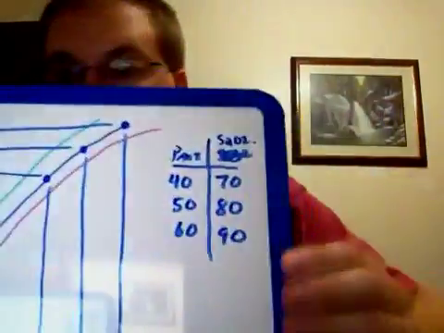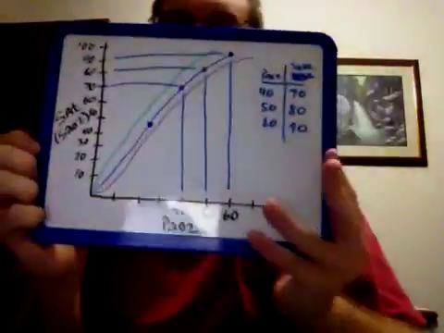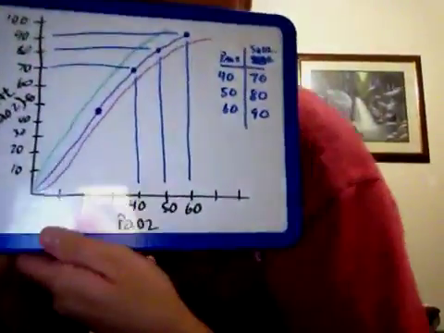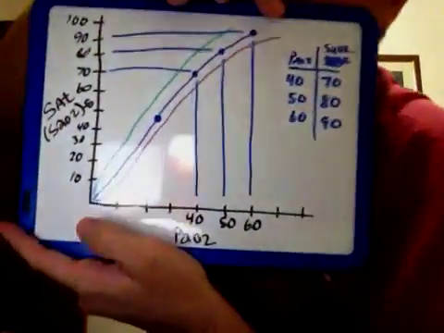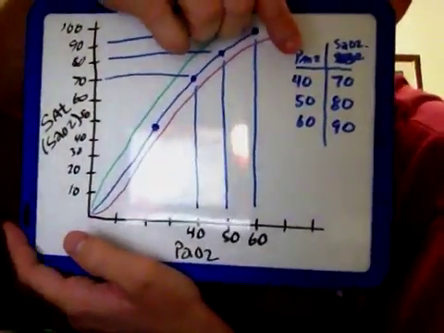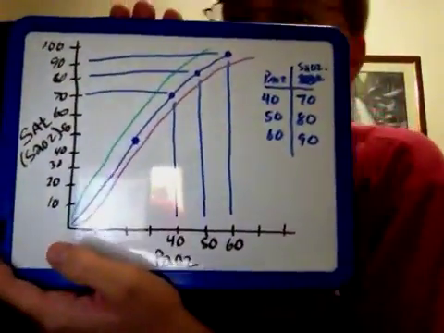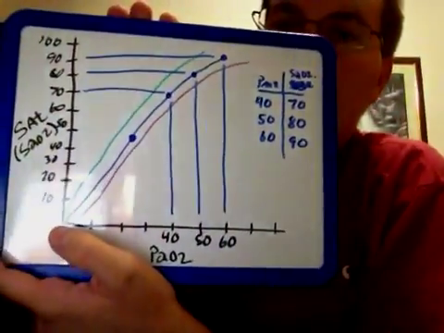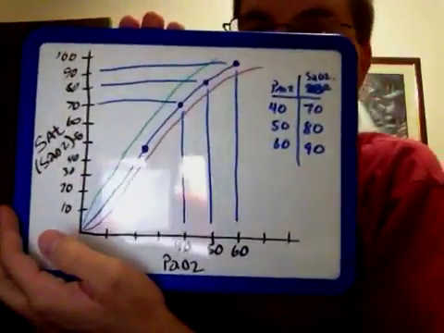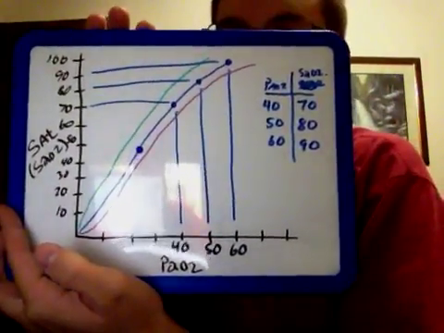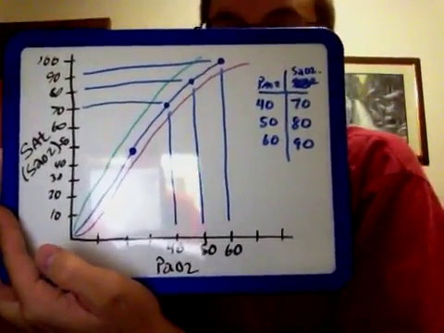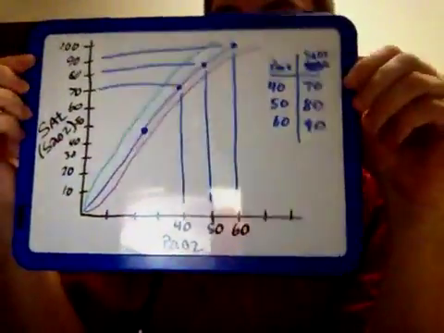And so I've actually drawn that for you guys here. I might have to back up just a little bit. If you look over here, I have my PaO2, 40, 50, 60, and SaO2, 70, 80, 90. Sometimes they'll ask you this on a test: the patient's PaO2 is 50, what would you expect the saturation to be? This is a really cool way of memorizing that: 40, 50, 60, 70, 80, 90.